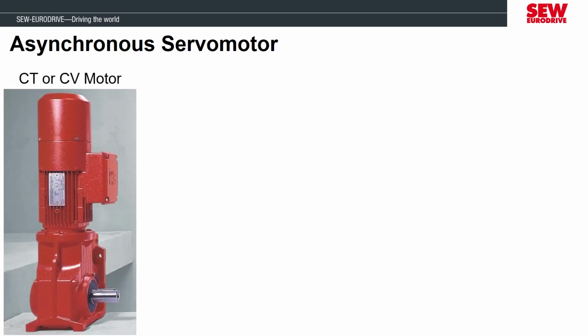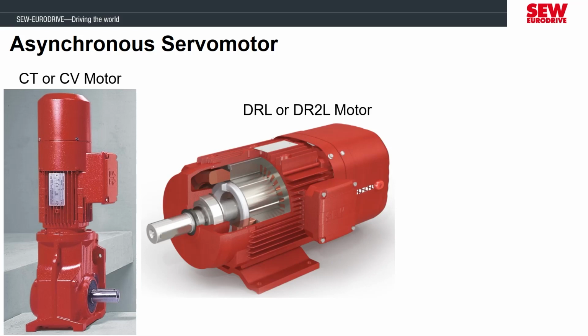We've had this style motor around for a long time. The original version was named CT and CV. These motors were offered alongside the DT and DV motors, so you may notice the naming similarity there. This motor is now obsolete, so it is being replaced by the DRL or the DR2L motor, which is the newest addition this year. The DRL motor is based on the same modular platform as the DRN motor because it shares a lot of the same parts like brakes and encoders.